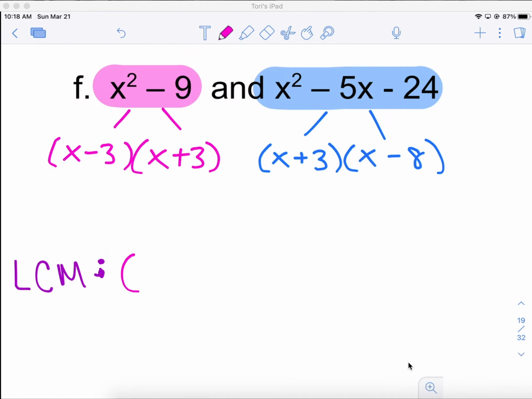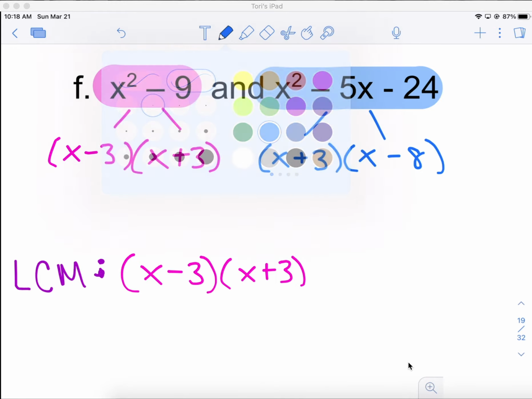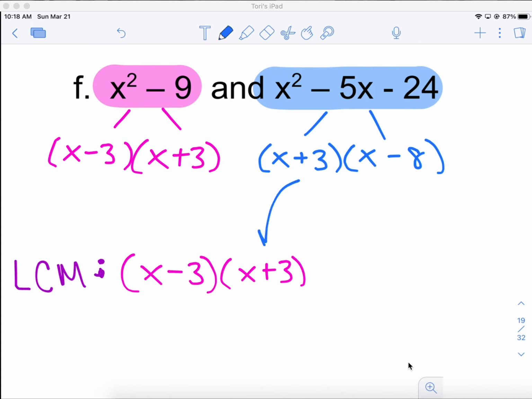So if I write these out, to make the pink, I need an x minus 3 and an x plus 3. Anything additional needed to make the blue? Well, I already have an x plus 3 in here. Only thing additional I need is the x minus 8. This would be my full least common multiple. You could FOIL it back together if you wanted, but you do not need to. Therefore, that's my least common multiple, okay?